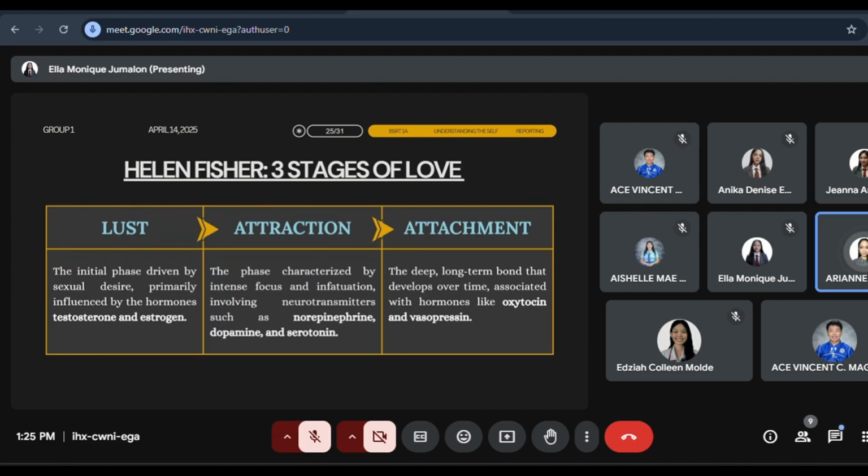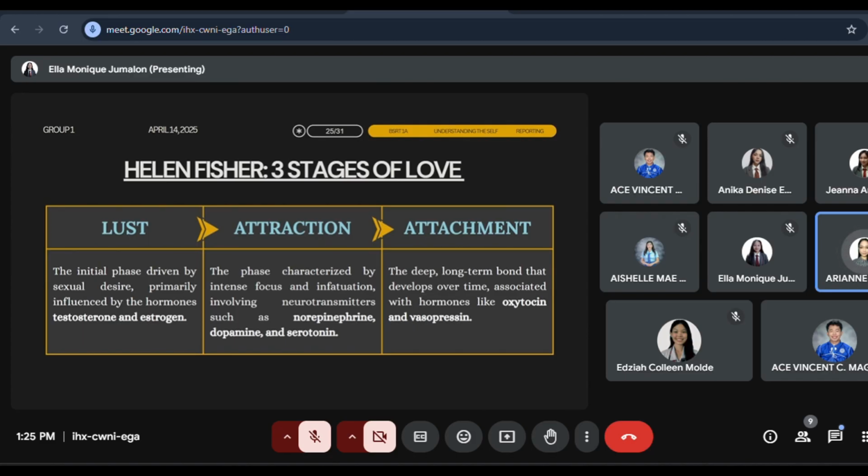This stage is fueled by the hormones testosterone and estrogen. While lust can spark interest and excitement, it doesn't guarantee lasting love. It's just the beginning. Second, attraction. This is when things get more intense. You start to crave your partner's presence, feel butterflies, and imagine your life together.